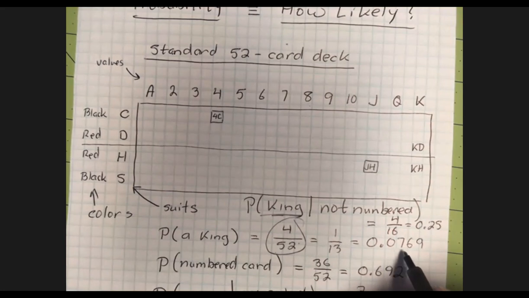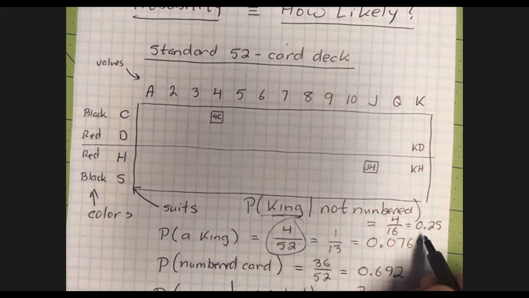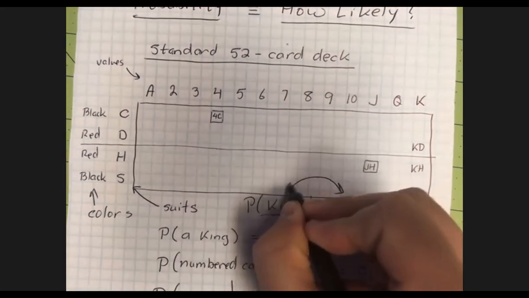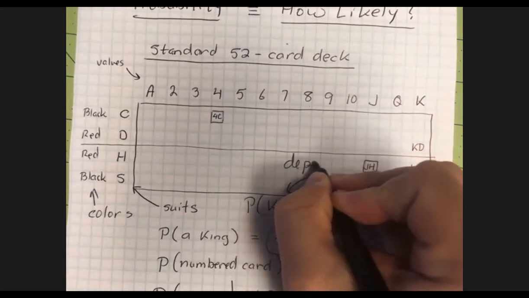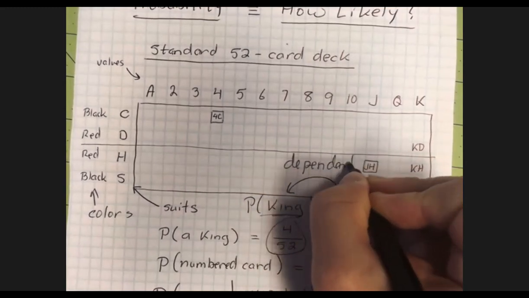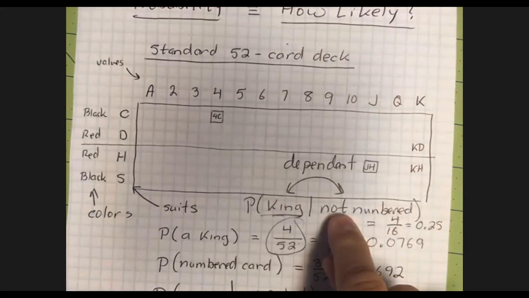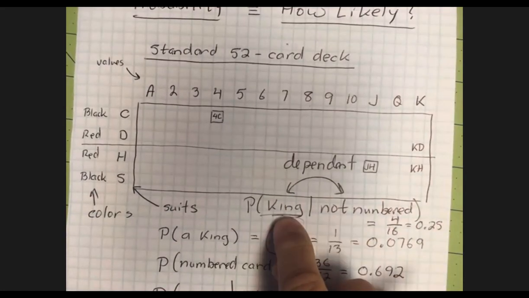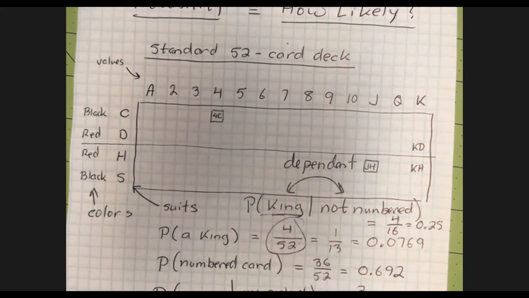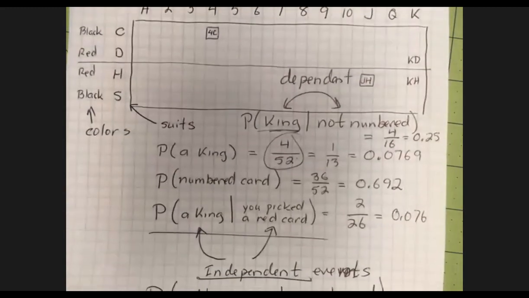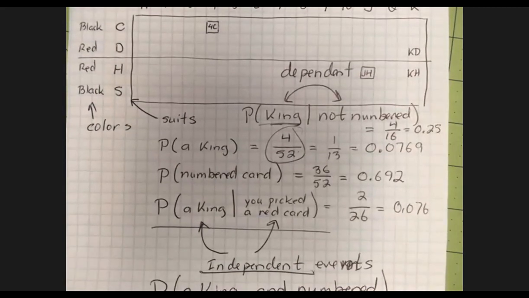And before you only had a 7.6% chance of getting a king. You've more than tripled your chance. What does that mean? These events are dependent. Knowing that you did not have a numbered card changed the probability of getting a king. Okay, we're going to talk about probability all next week. But this is just a quick snap through a couple words. And we can do more later.